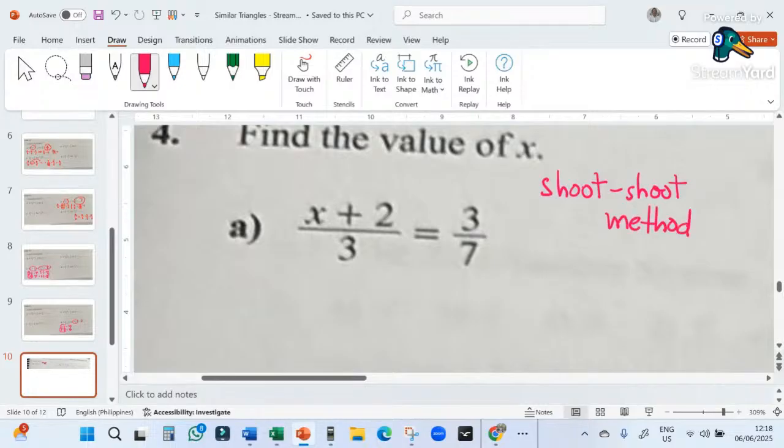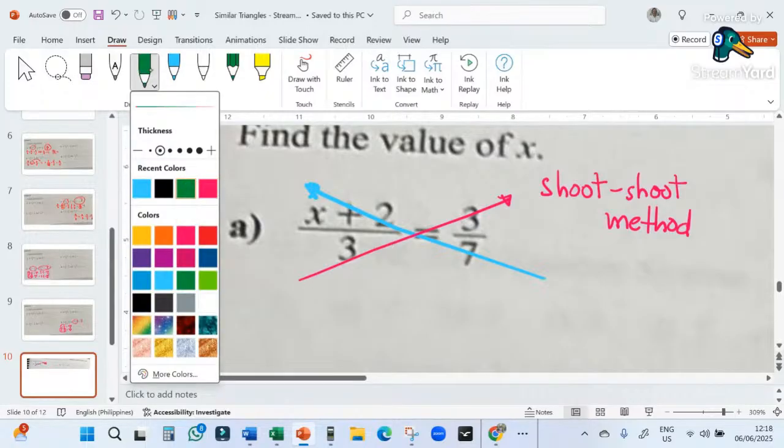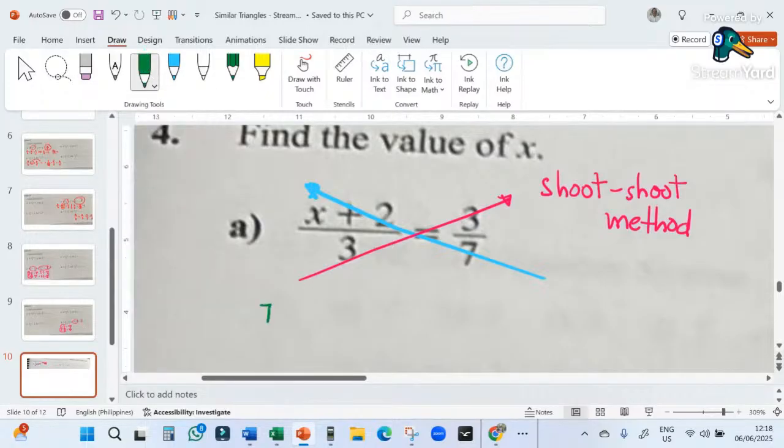What is this method? You shoot it there and you shoot it here. Cross multiplication is the other term for that. So you have 7 times x, the blue arrow. 7 times x is 7x plus 7 times 2 is 14, equal to 3 times 3, that is the red arrow, is equal to 9. Okay?